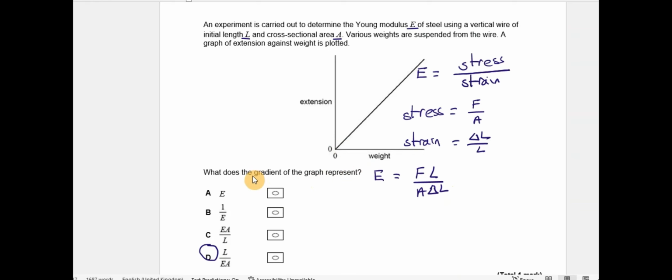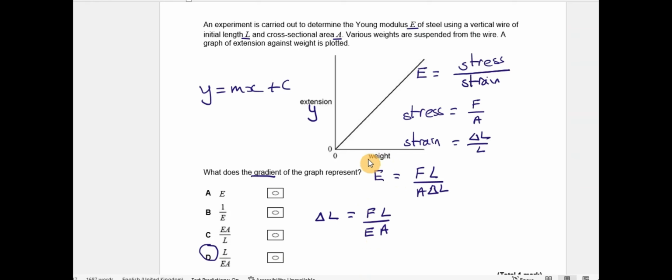Now we're trying to find the gradient of the graph, and I've got a straight line graph, and straight line graphs are always of the form y equals mx plus c. And we can see that the extension is on the y-axis. So I want to make this equation in the form of a straight line equation where y, or the subject of the equation, is the extension, which is delta L. So I'm going to rearrange the equation. Delta L is equal to the force multiplied by length over the Young modulus and area.